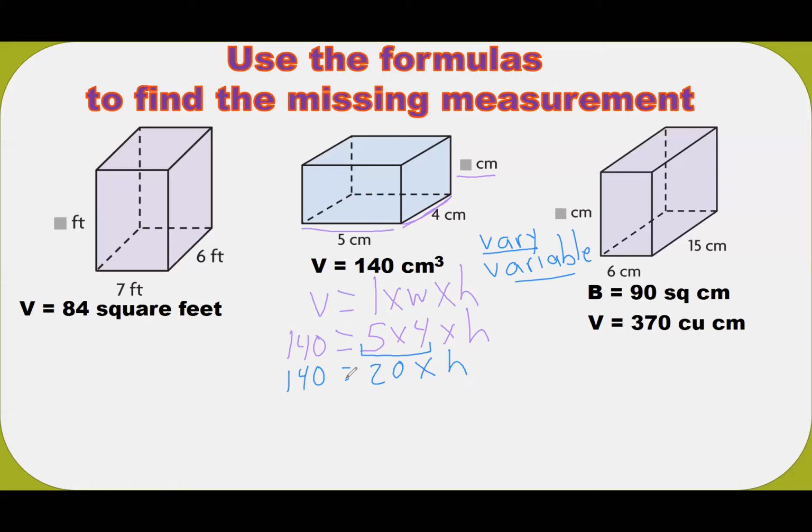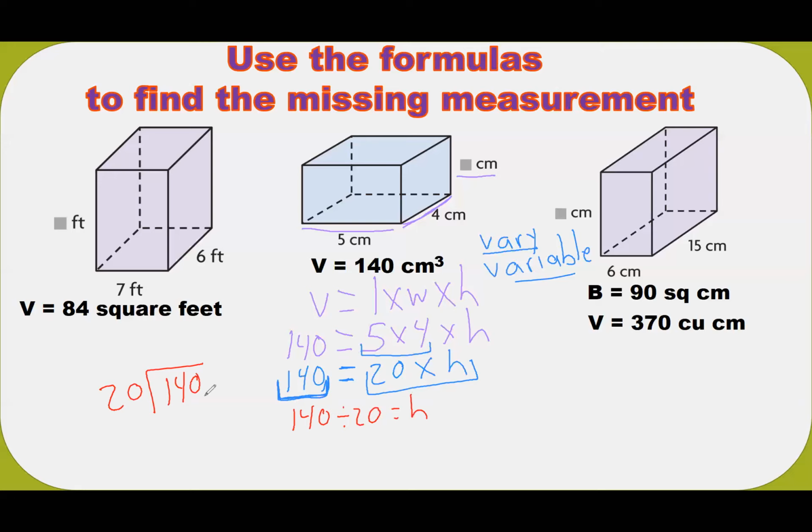Here's my algebraic equation. It's an equation because there's an equal sign. Over here is an expression. 140 is an expression. Over here is 20 times h. That's another expression. I am showing you that this expression is equivalent to this expression. So we need to find out what that variable is. What number times 20 equals 140? Well, I could do 140 and divide it by 20, can't I? Because if 20 times h equals 140, I could use that commutative property that says 140 divided by 20 equals h. I could do that.